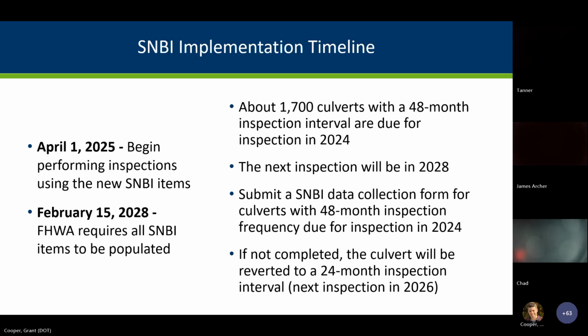Okay, so anyway, again, we are asking you to fill out these items and get these in the system, so we have all that data ready for 2028. And the way it works is that if you don't fill this out, essentially you'll be reverted back to a 24-month inspection interval for those, and then it'll be due for inspection in 2026. So you'll have to do it then.